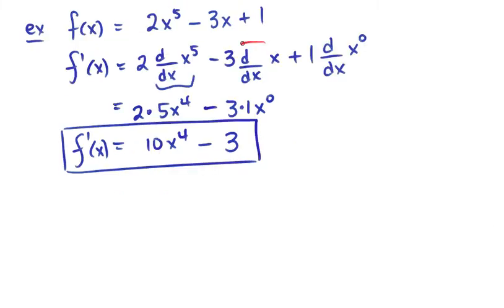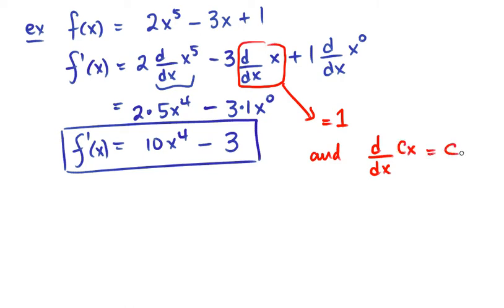Notice that the derivative with respect to x of x is always equal to 1. And the derivative with respect to x of cx will always be equal to c. And the derivative of a constant function, the derivative of just c with respect to x, will always be equal to 0. That'll save you a little bit of time.